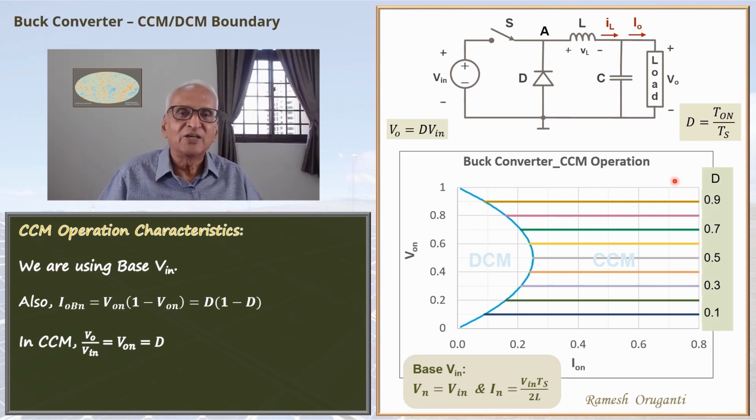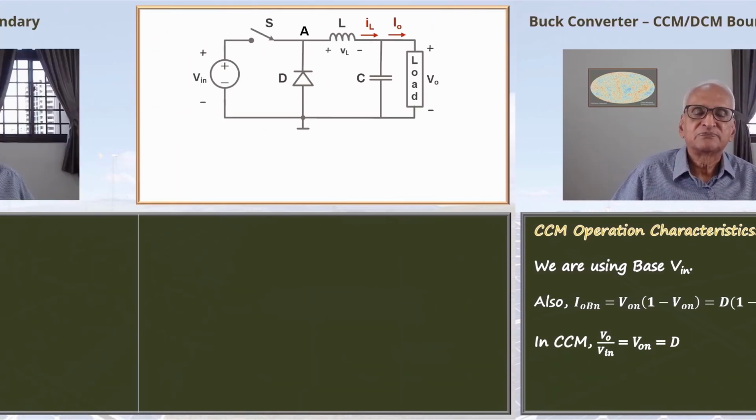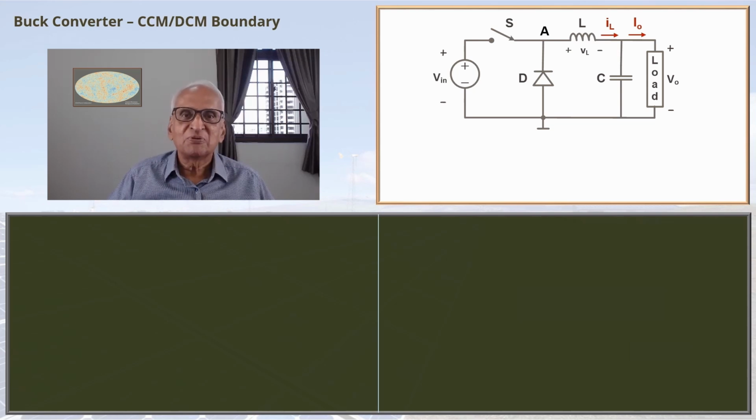Notice where we are going. In the next couple of videos, we will be developing the DCM characteristics also and integrating that with this, so that we will get the complete characteristics of the buck converter under CCM, under DCM, and at the boundary operation. Next, we'll do a simple problem to illustrate the concept that we have learned.